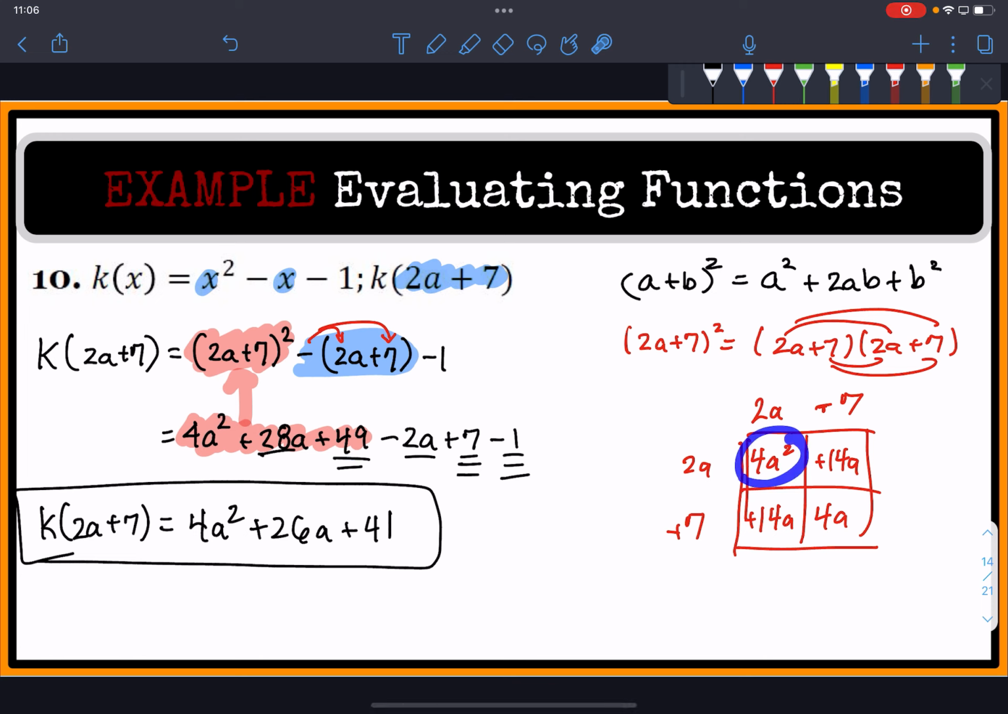As you can see, we have the 4a squared right here. The 28 is when we combine these two. Those add up to 28a. And the 49 is right there. So you see, you could do that as well, if you, again, don't want to do this.